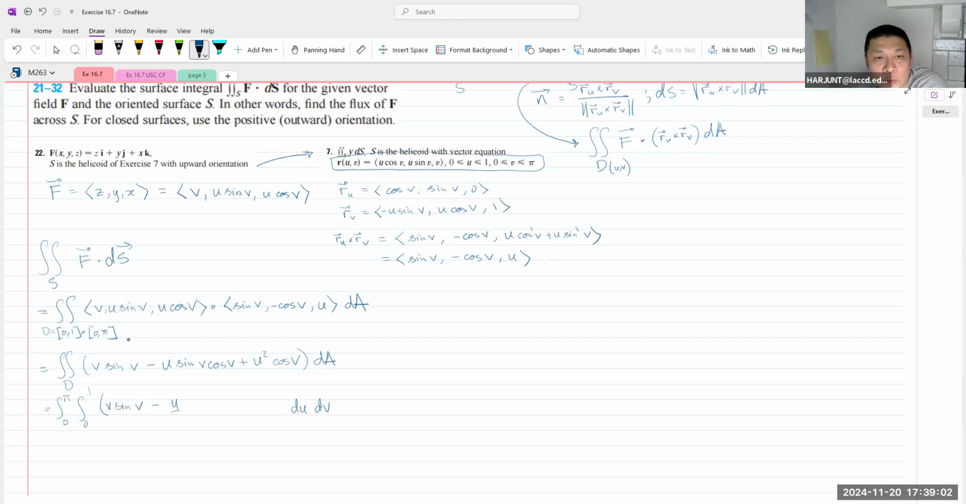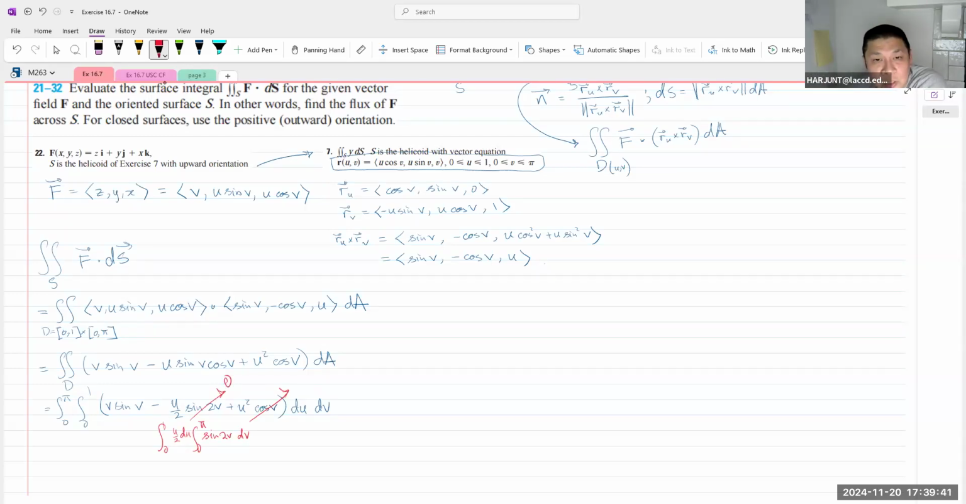This is u over 2 sine 2 phi plus u squared cosine phi. Okay, now you will see that this will go to 0. Notice that this integral is separable, right? Imagine this, it becomes the integral from 0 to 1 of u over 2 du, and the integral from 0 to phi of sine 2 phi d phi. Okay, that becomes 0, right?